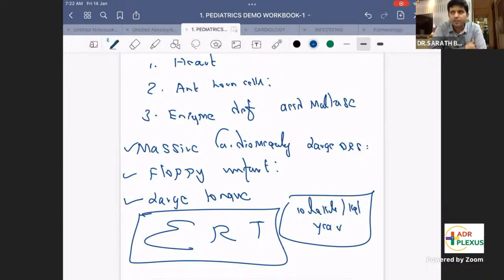Liver transplantation. Whenever any child comes with severe muscle cramps after exercise, you need to think in terms of Tarui disease, or McArdle's disease. Both will manifest in the form of exercise intolerance, exercise-induced muscle cramps. When not treated properly, red-colored urine as well as acute renal failure. Whenever you see any case of massive cardiomegaly with floppy infant and large tongue, invariably you need to think in terms of Pompe's disease. The treatment of choice is enzyme replacement therapy.